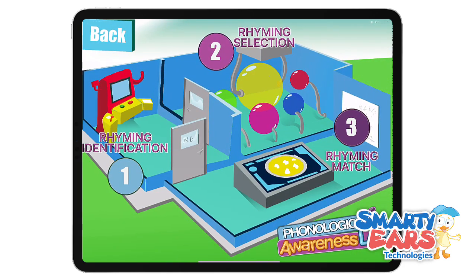Now let's go to the rhyming compound. This here is where children get to practice their rhyming skills. Rhyming identification, selection, and rhyming match. Each of these activities get harder, 1, 2, and 3. Let's take a look at rhyming identification.